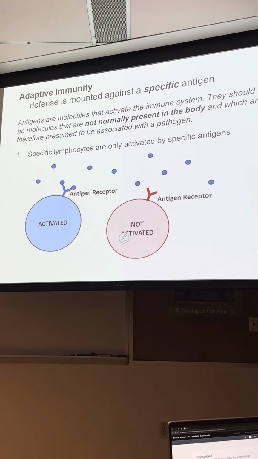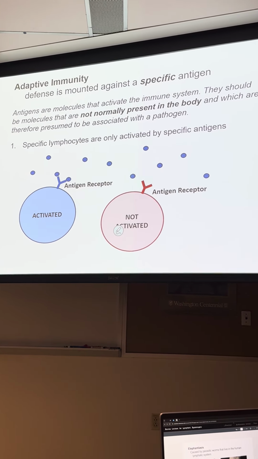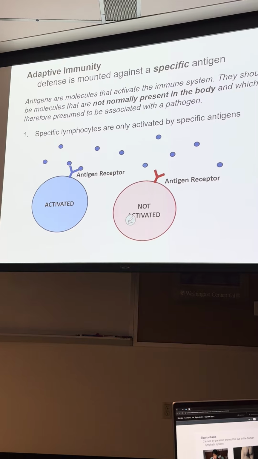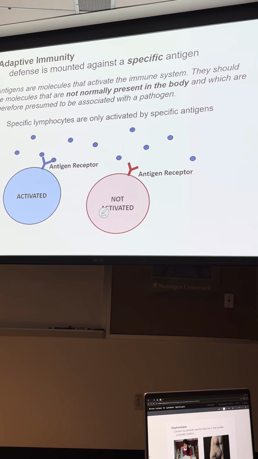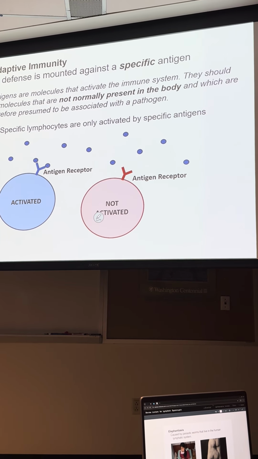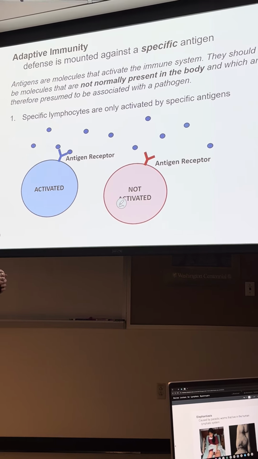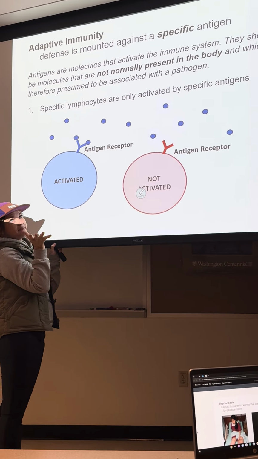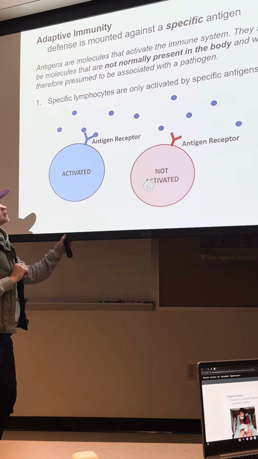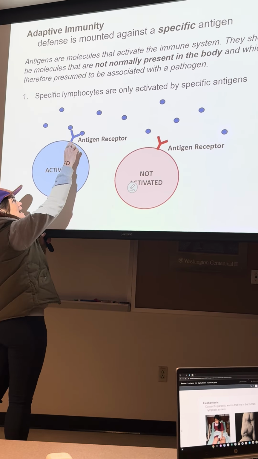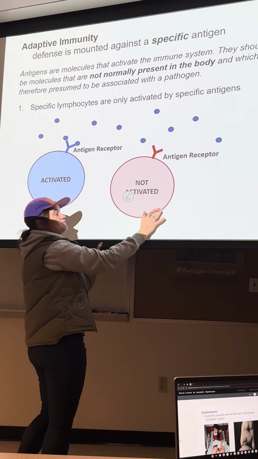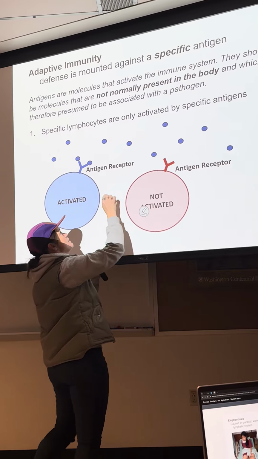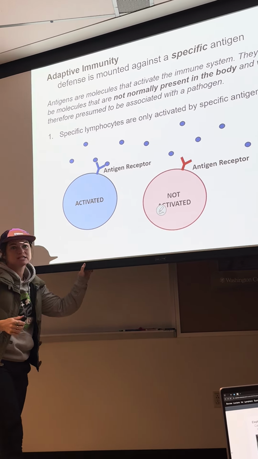Okay, so here we have specific lymphocytes. Remember, a lymphocyte is an agranulocyte, one of the main leukocytes that we talked about. It's only activated by a specific antigen. Let's do this again. This specific lymphocyte, in this example, is blue. So it's only going to be activated by the blue antigen. As you can see, this lymphocyte over here is not going to be activated by the blue. It's very specific.